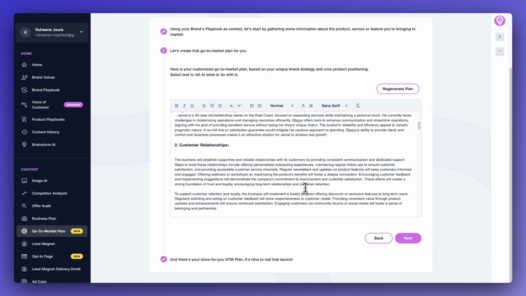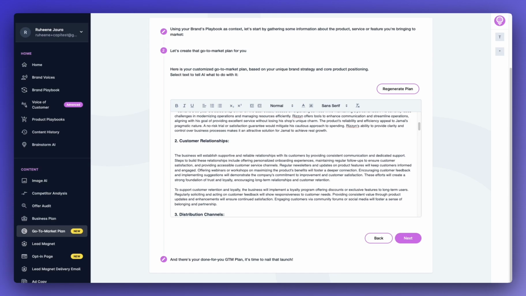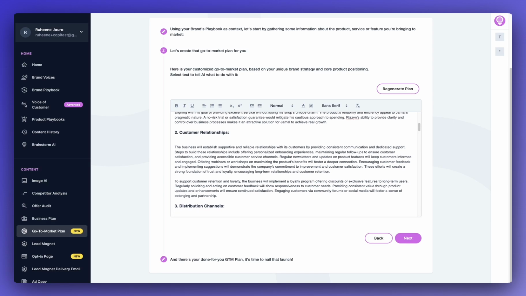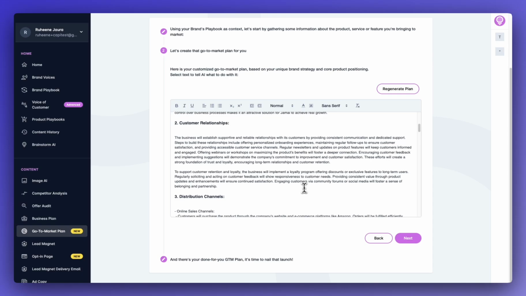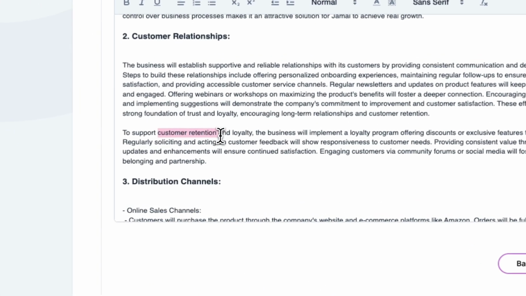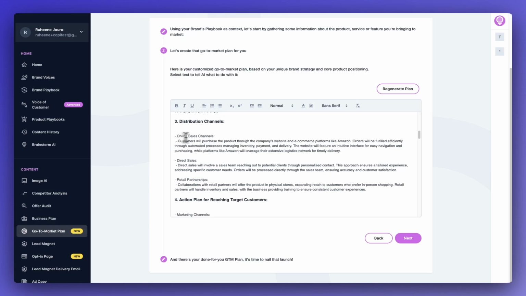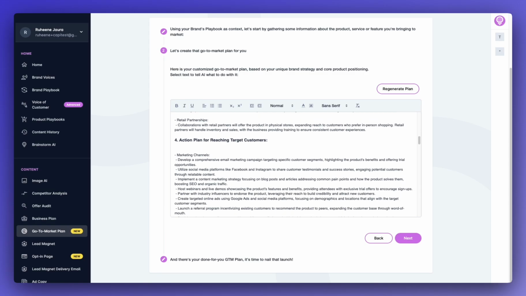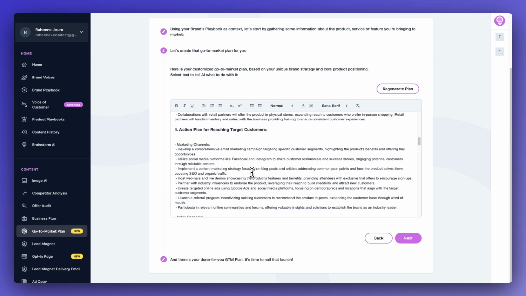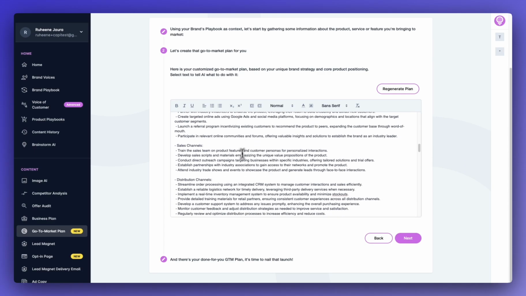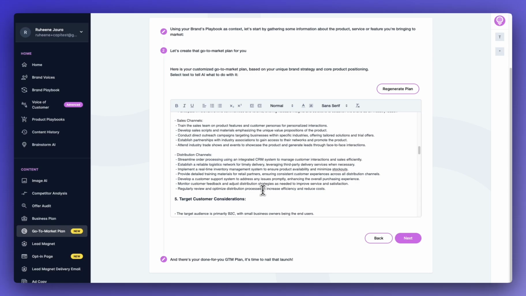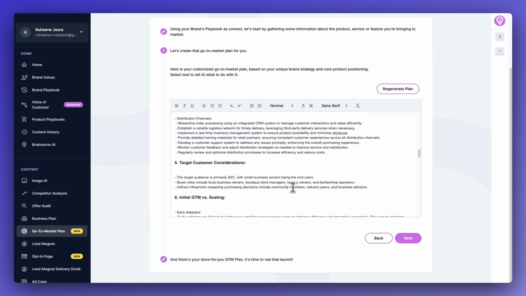Next, it's talked about customer relationships. So how we're going to build initial relationships with our early adopters and how we're going to build on that to support customer retention and loyalty. Next, it addresses distribution channels. So online sales channels, direct sales, and retail partnerships. Also an action plan for reaching our target customers, which involves all the different marketing channels we want to consider, sales channels, distribution channels. It's a pretty comprehensive list here, right?